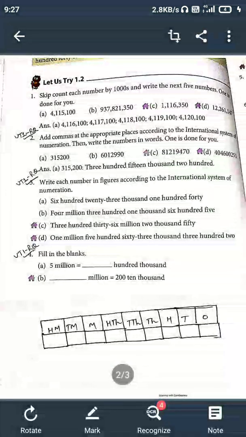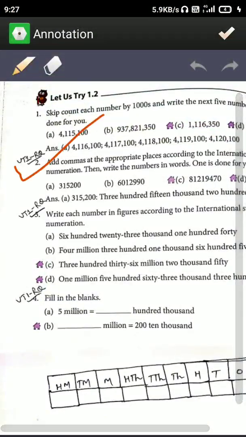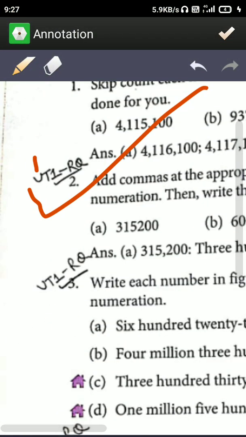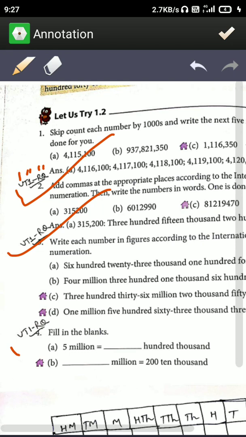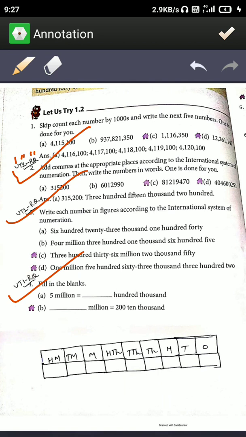For this exercise, I have chosen three questions for unit test 1 revision. For unit test 1, you have to do these three questions: from the second, all four parts A, B, C, D, from the third A, B, C, D, and the fourth also A, B, C, D. And now I am going to solve some questions from these.